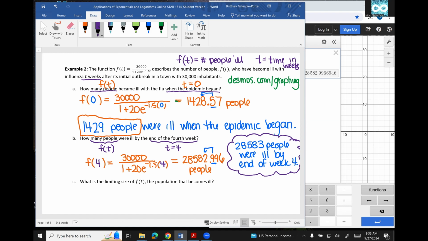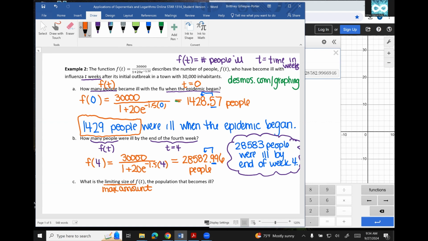One more question in this example. It says, what is the limiting size of f of t, the population that becomes ill? So limiting size means the maximum amount. What is your ceiling? Maximum capacity, okay? And this is what China tried to do when the epidemic began with COVID, was to shut down all of the borders, keep it contained, okay?